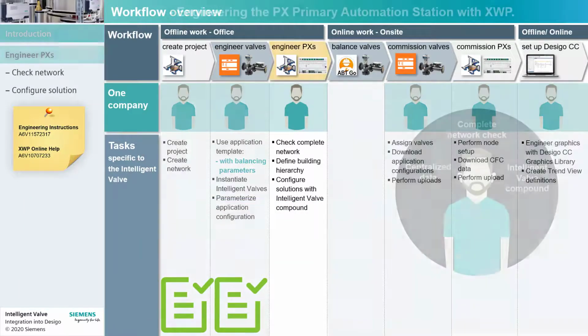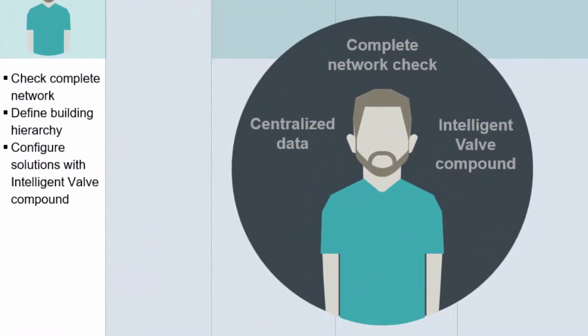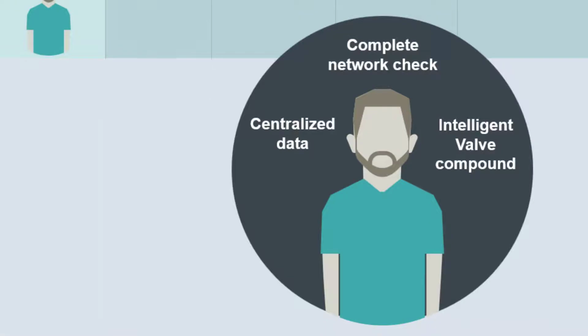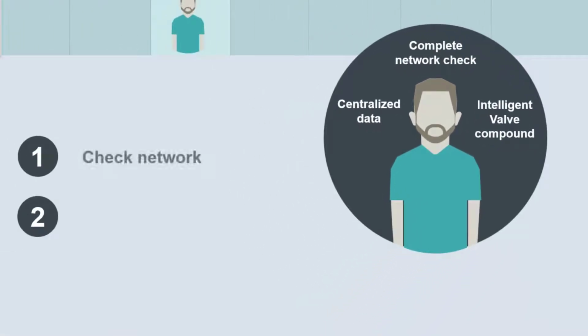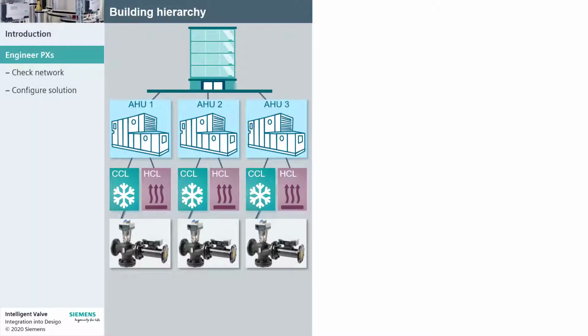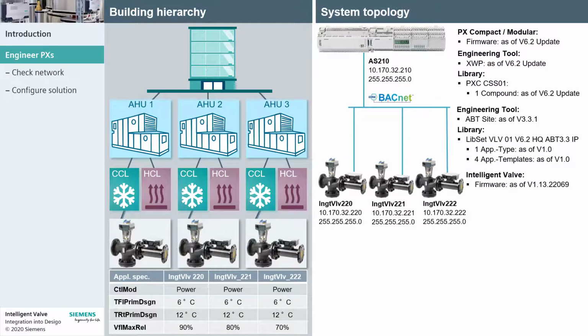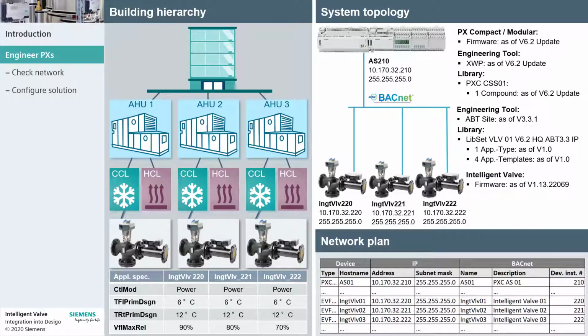We're going to demonstrate how the solution partner will benefit from the following features: centralized data, complete network check, and the intelligent valve compound. The main tasks involve checking the complete network and configuring the solution. The product implementation follows the same building hierarchy, system topology, and network plan as introduced in the previous video.